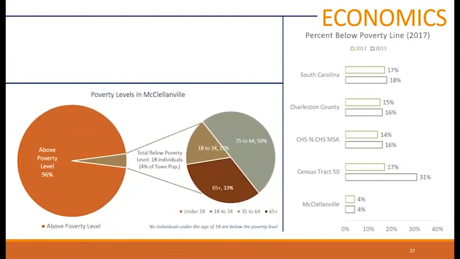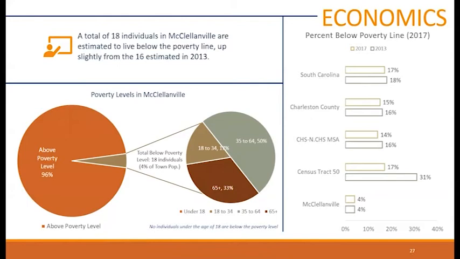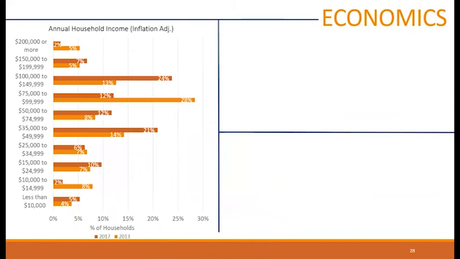Poverty is relatively uncommon, or even rare, in McClellanville compared to other geographies shown here. However, about 4% of the population was living below the poverty level in 2017. So you see here the pie chart on the left showing that about 96% of the population is above the poverty level, while 4%, or 18 people, were actually below the poverty level. And then we've broken down that 4% into further numbers by age brackets here. Worth noting, none of those people were below the age of 18. And that is slightly up from the 2013 estimates.